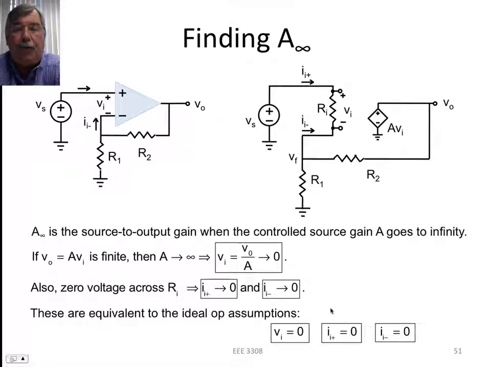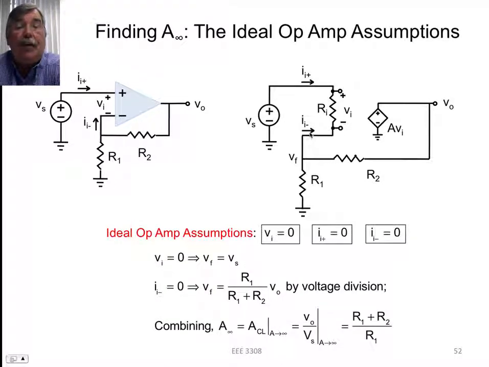And if you think of this as an op-amp, then these become what are called the ideal op-amp assumptions. The voltage across the input terminals is 0, which is to say that V plus equals V minus, and also that I N plus and I N minus are both equal to 0. That simplifies the circuit. So once you do that, to find the gain, you use these ideal op-amp assumptions, and then you just go around and figure out what that means about the circuit.